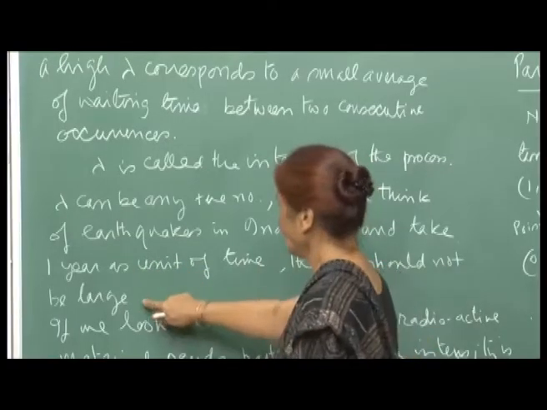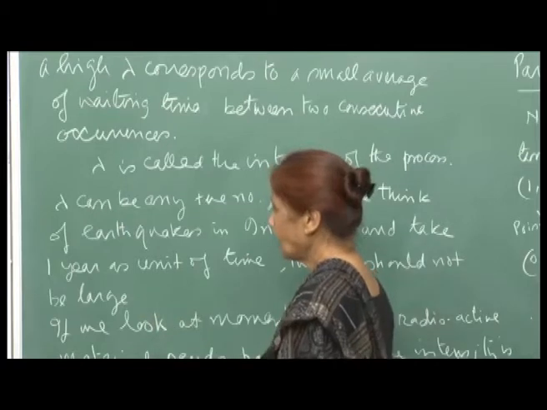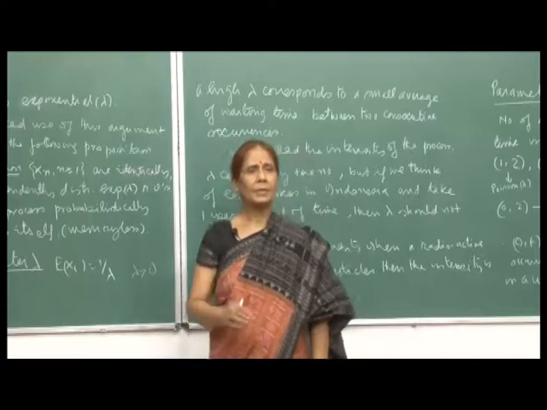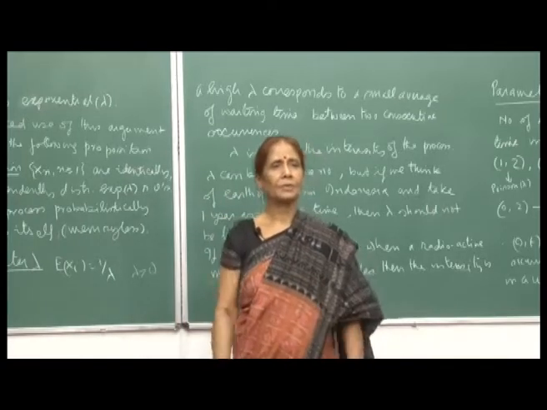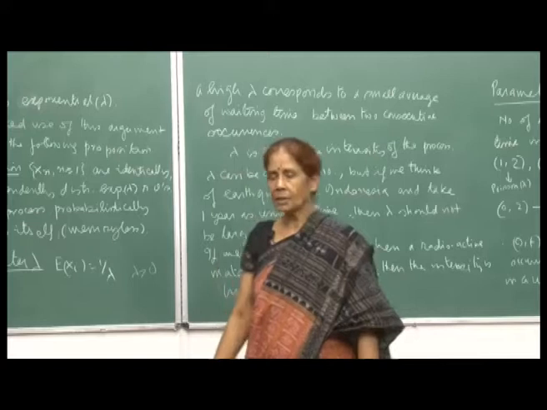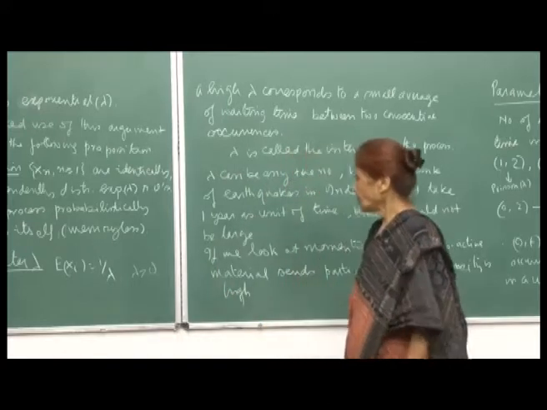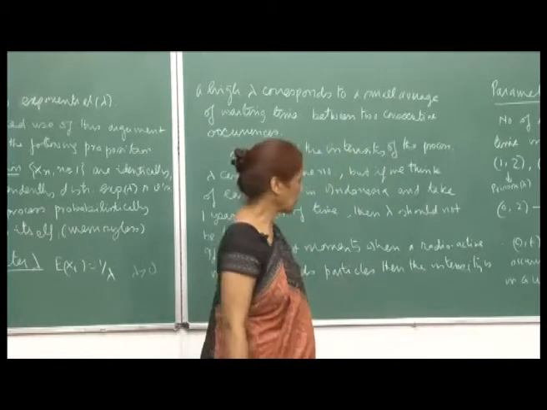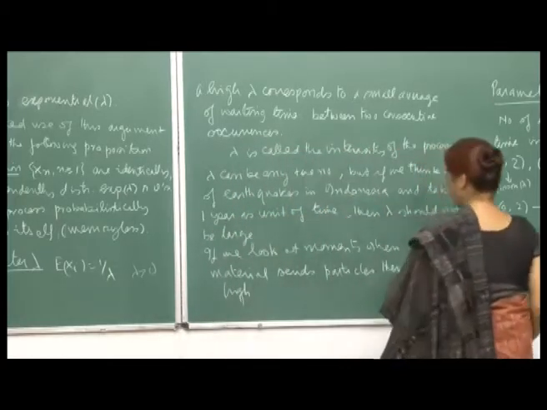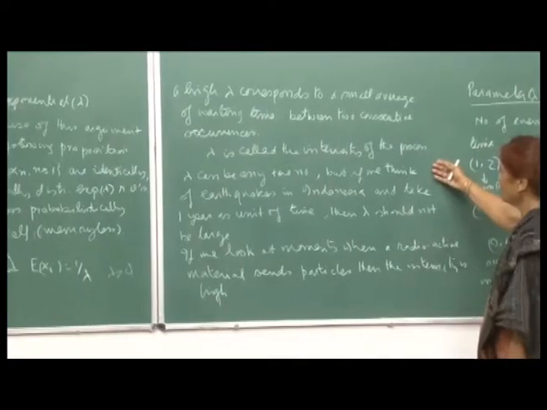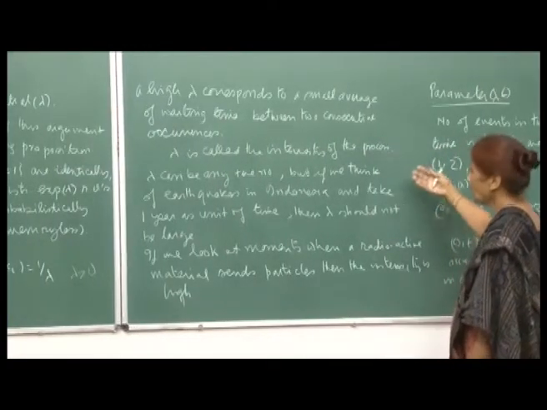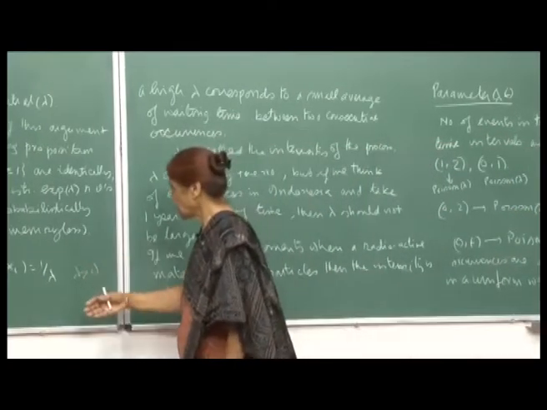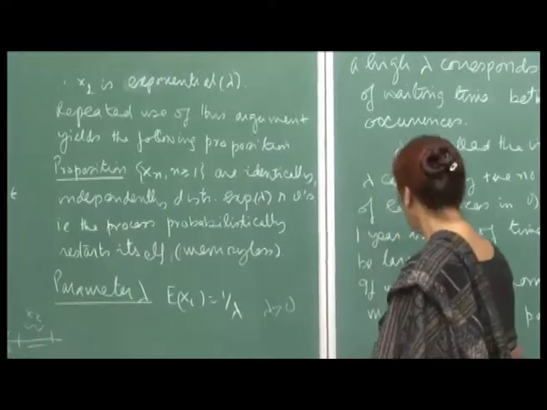should not be large. Because if lambda is large, what will it say? That 1 upon lambda is small, and therefore the earthquakes are occurring at smaller intervals of time. But we all know that earthquakes, of course, are unpredictable, but normally it does not happen that earthquakes occur very often. So one has to be careful. This interpretation of lambda gives you an insight into how, when you go about modeling a process, your choice of lambda should be made.